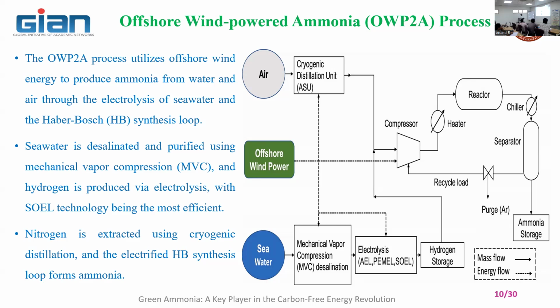Okay. So this is the offshore wind power generation system. Here we need hydrogen and nitrogen. Hydrogen we are producing from salt water or seawater, through desalination of salt water into drinkable water, which can be used as a raw material in the electrolysis system, using an alkaline electrolyzer, polymer electrolyzer, or solid oxide electrolyzer. So from this electrolyzer, we are producing the hydrogen.